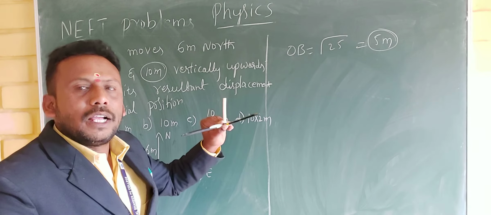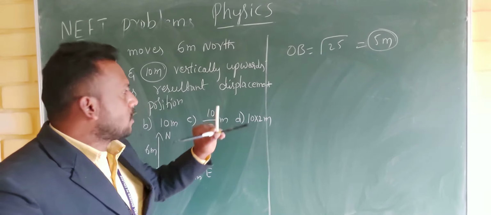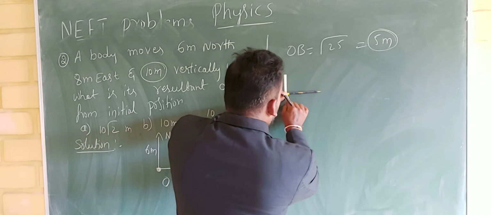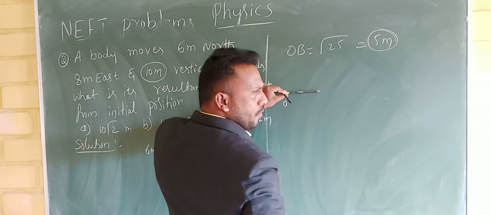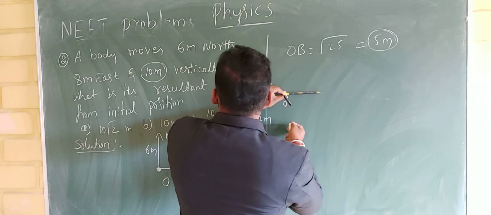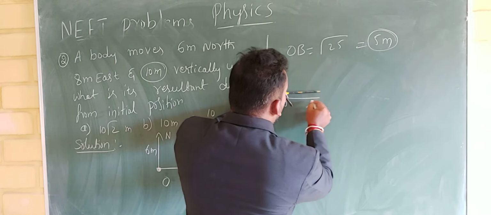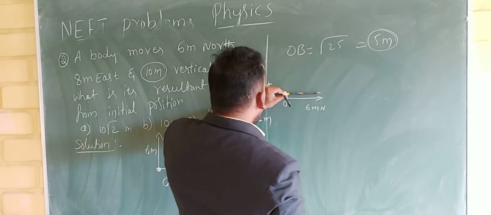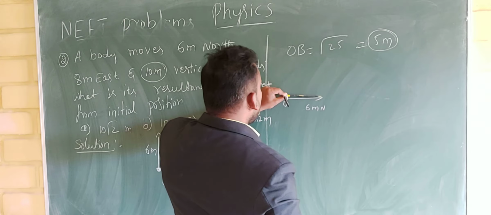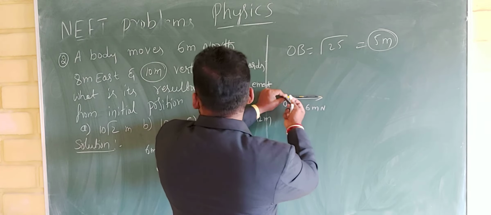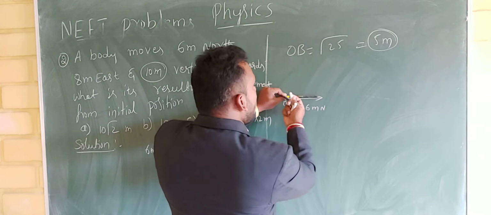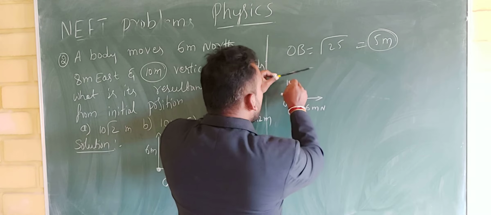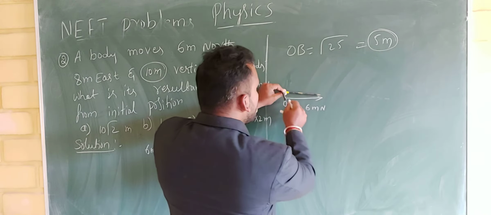That is the point of intersection. Look here, this is the origin. 6 meter towards north, and 8 meter towards east. This is 8 meter towards east.